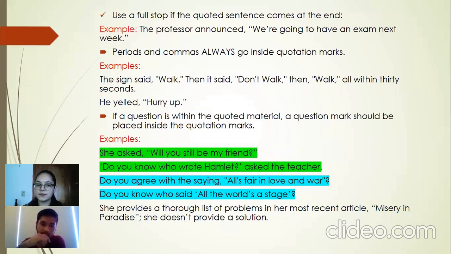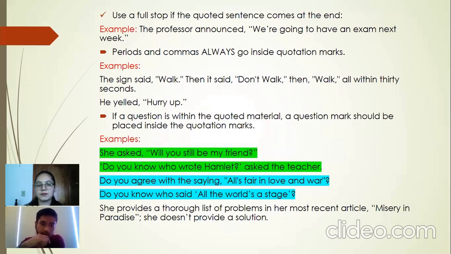She asked, "Will you still be my friend?" Do you know who wrote "Hamlet," asked the teacher? So here the question mark is inside the quotation because it's part of the sentence, of the quoted material.